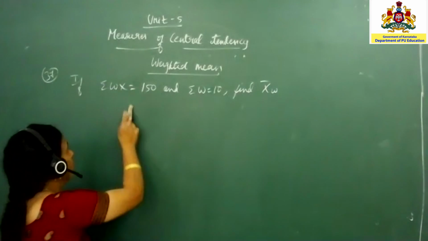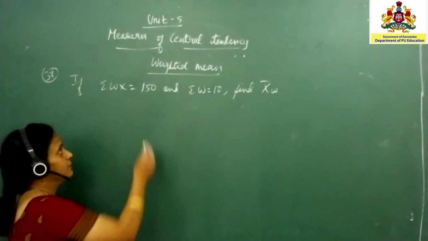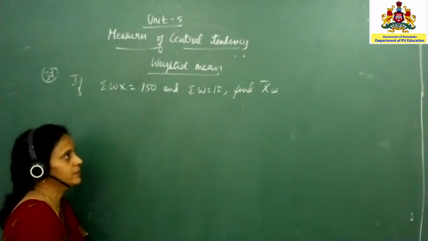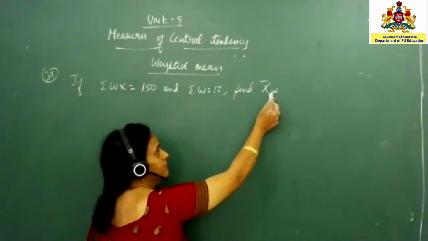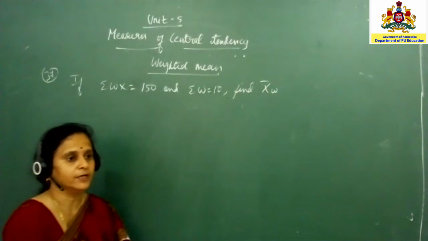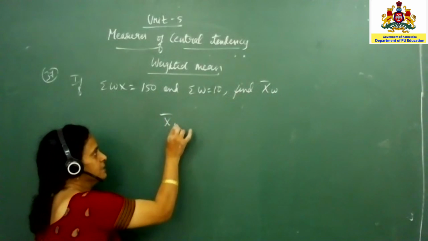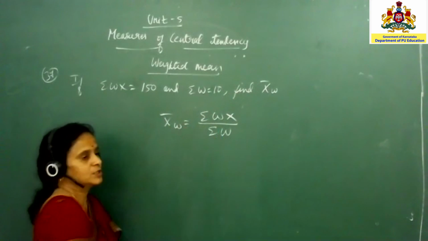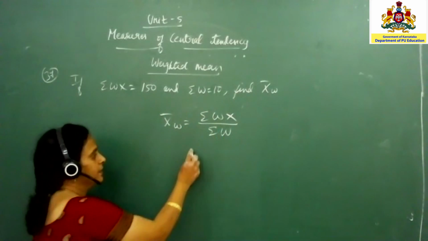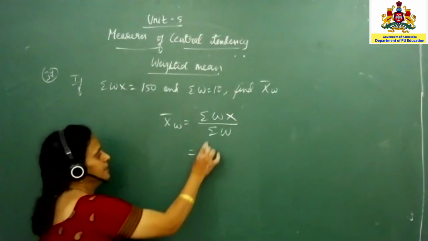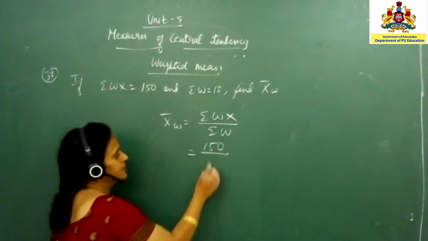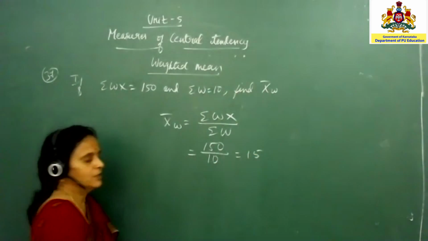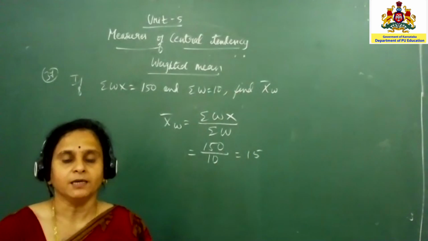And here you have a problem. If summation wx equals 150, and summation w equals 10, find x bar w, the weighted arithmetic mean. For this, the formula is x bar w equal to summation wx divided by summation w. This is the formula for weighted arithmetic mean. I substitute: summation wx is 150 divided by summation w is 10. So 150 by 10, you are getting 15. Therefore, 15 is the weighted arithmetic mean.